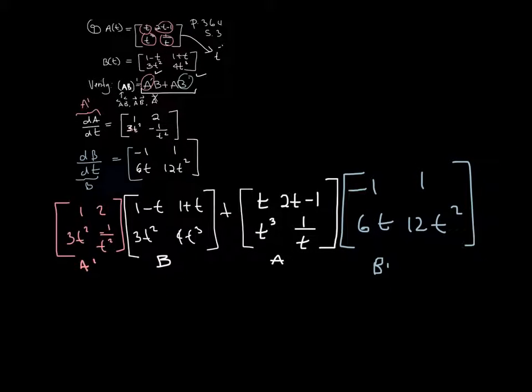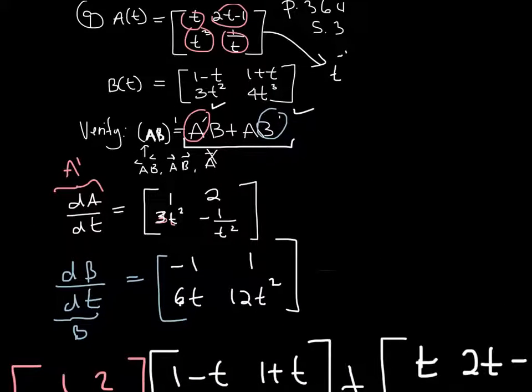If you notice, we have nice square matrices here. These are all 2 by 2 matrices. So we multiply these and get a 2 by 2, multiply these and get a 2 by 2, and then add the matrices. The goal is to see if we get the same as A times B, and then differentiating that matrix, which we still have to calculate. But I'm going to stop here and continue in the next video because it's going to get too long.